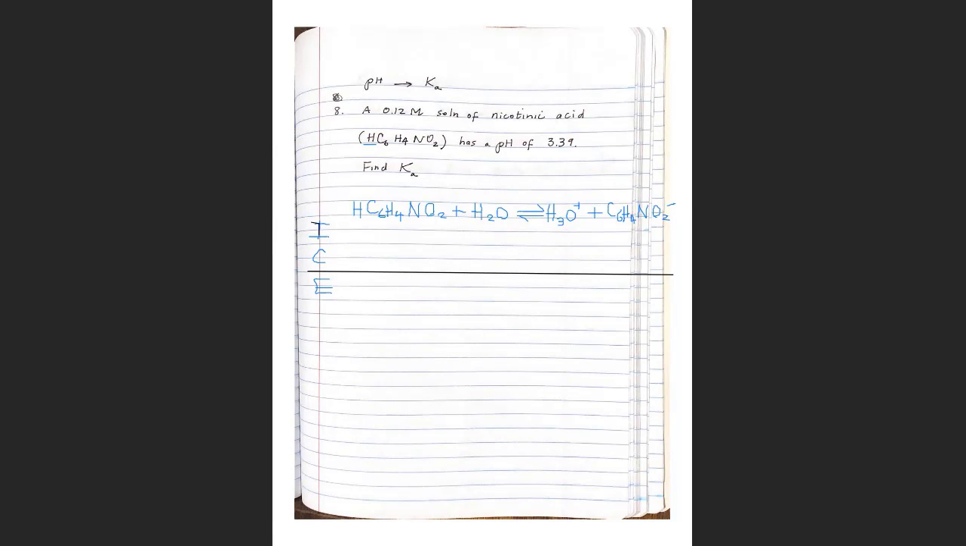All right. So with the acid, it tells us the initial concentration is what? 0.12 molar. And on the other side, what are the initial concentrations of H3O plus and C6H4NO2? 0 for both. Okay. Now, technically, that's not correct. The H3O plus would actually be 1 times 10 to the negative 7, but it's close enough to 0 that we can put 0, especially with this pH being what it is.